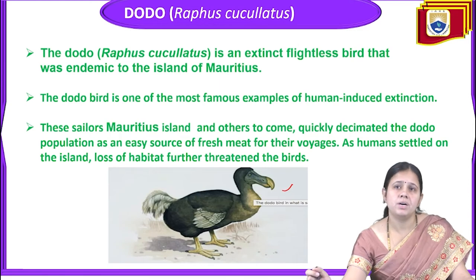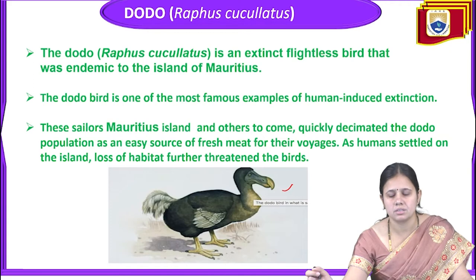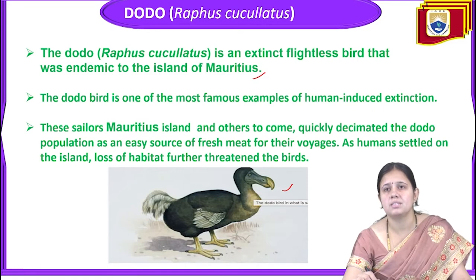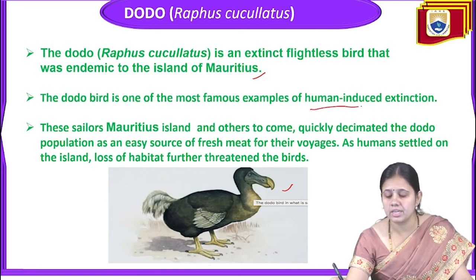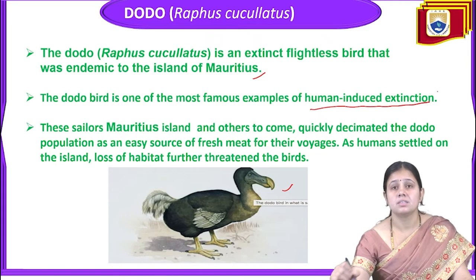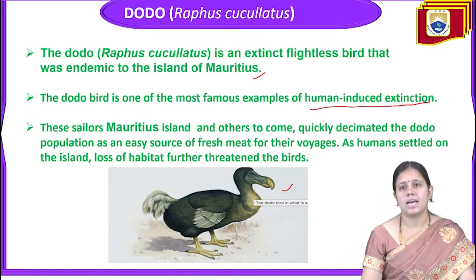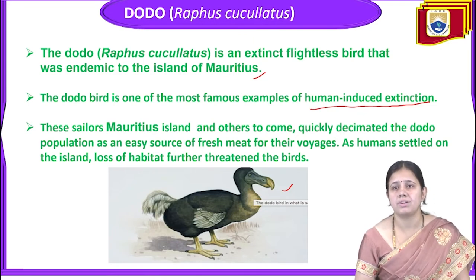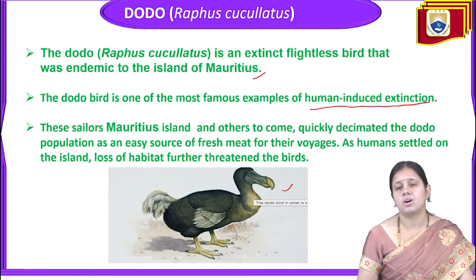So the dodo bird is an extinct flightless bird that was endemic to the island of Mauritius only. It is one of the most famous examples of human-induced extinction, because the sailors who came to Mauritius Island quickly decimated the dodo population as an easy source of fresh meat for their voyage. As humans settled on the island, loss of habitat further threatened this bird.